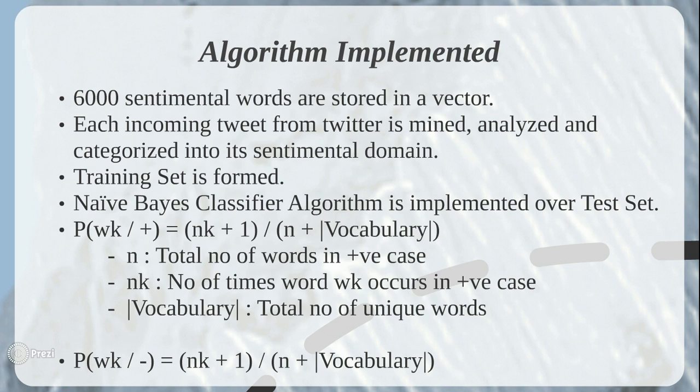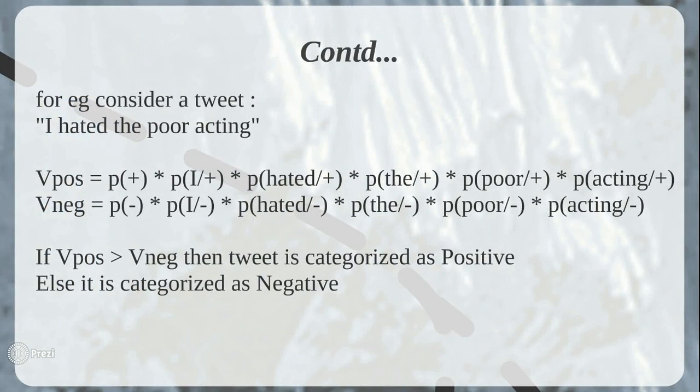In front of your screen, you can have a look at the formulas which are very useful for classifying the positive and negative domains for a particular tweet. For example, consider a tweet stating "I hated the poor acting." We are calculating a positive probability and a negative probability of it, and if v pos is greater than v neg, then we categorize it as positive, else it has to be categorized as negative. We are just calculating the probability of a particular tweet being in a negative domain or a positive domain, and based on the comparison between the two probabilities, we are assigning it a sentimental domain.